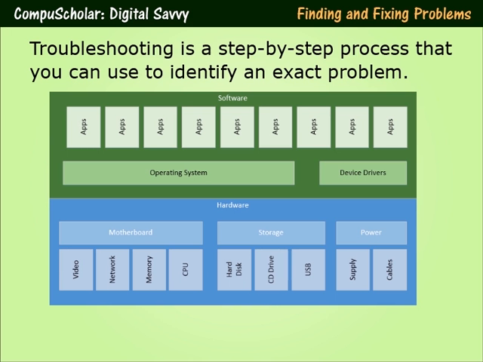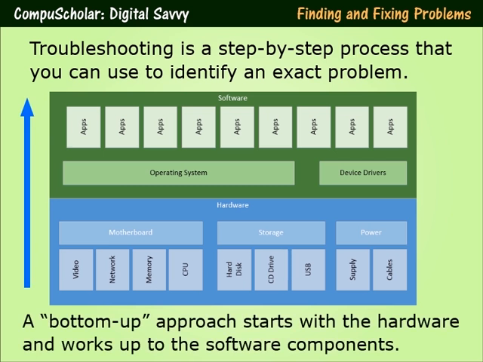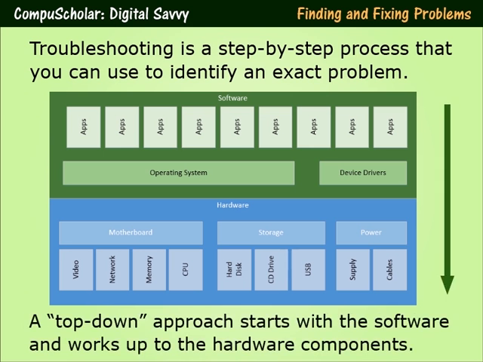Now, there are many different troubleshooting strategies that you can use to figure out the cause of your computer problem. You could choose a bottom-up approach, where you start with the hardware components and work your way up to the software. This method is best when you're pretty sure that the problem is located somewhere in the hardware. The top-down approach works in the opposite way. This method will start with the software and work its way down to the hardware. And this is best when you're pretty sure that the problem is located somewhere in the software.